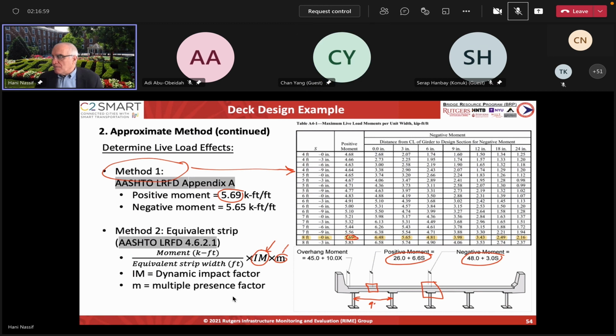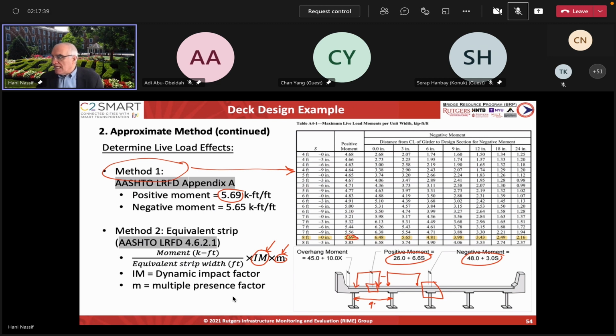Right. And about the multiple presence factor, it depends if you loaded with one truck or two trucks, correct? Yes. So if it's one truck, it's 1.2. If it's two trucks, it's 1.0, and so forth. Because what we do is you could place one truck here, let's say, and then another at 4 feet spacing, and then put another truck. So it might be that in the same spacing, you might be putting more than one truck. So the positive moment for a single lane will be different than when you have two lanes.